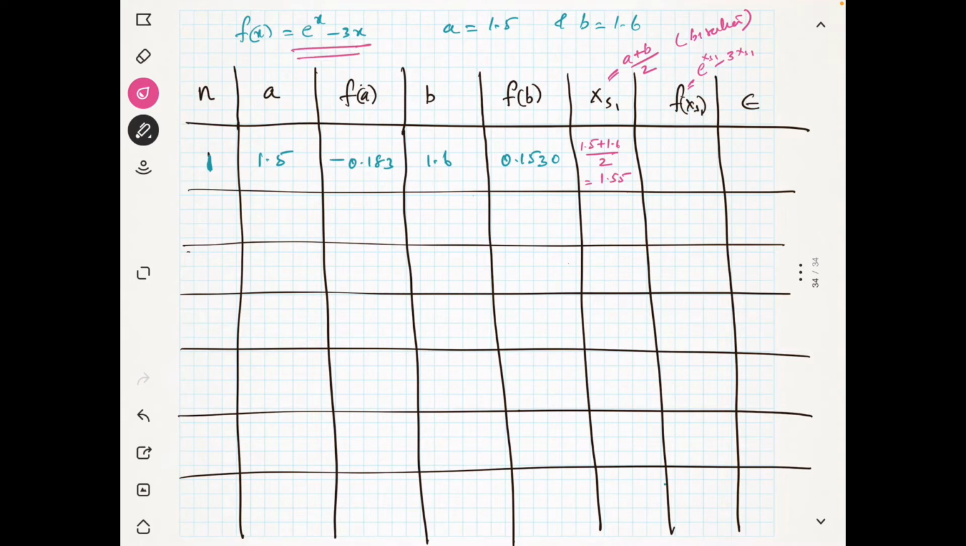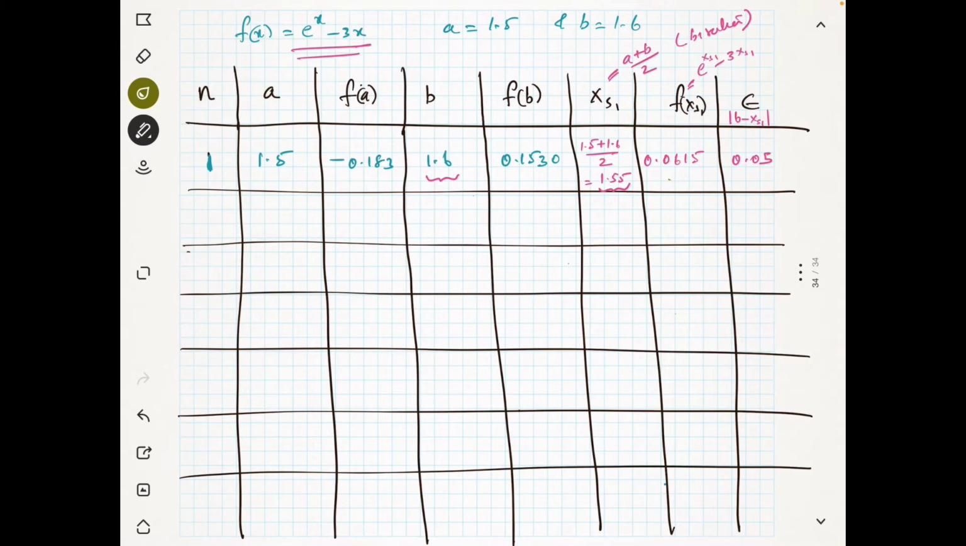So this will become 0.0615. Now what is the error? Actually error is nothing but, you can take anything b or a, whatever. B minus xs1 is the error. So it is nothing but this is 1.6 and this is 1.55. If you take the difference, you will get the error as 0.05.